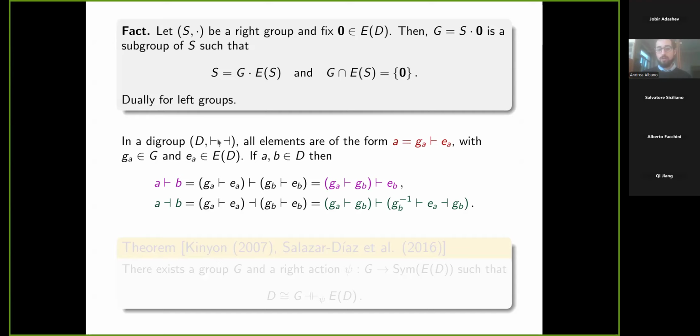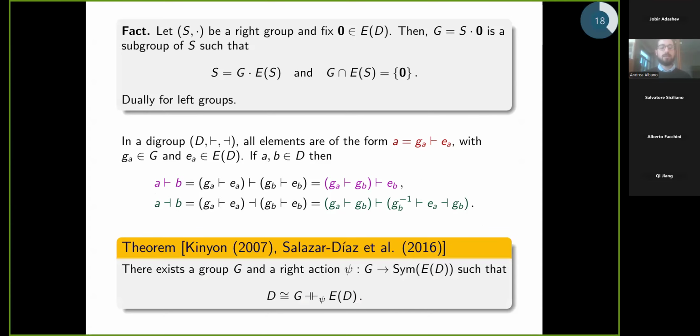So in this way, we know that, for example, if we fix the left bar operation, but of course we can equivalently do the same thing the other way, any element can be decomposed, can be written in this way, so that both operations can be characterized in this way. So if you recall from before, this is basically what a semi-direct product should be. Indeed, this is an old result from Kinyon that was slightly generalized by Salazar-Diaz et al.